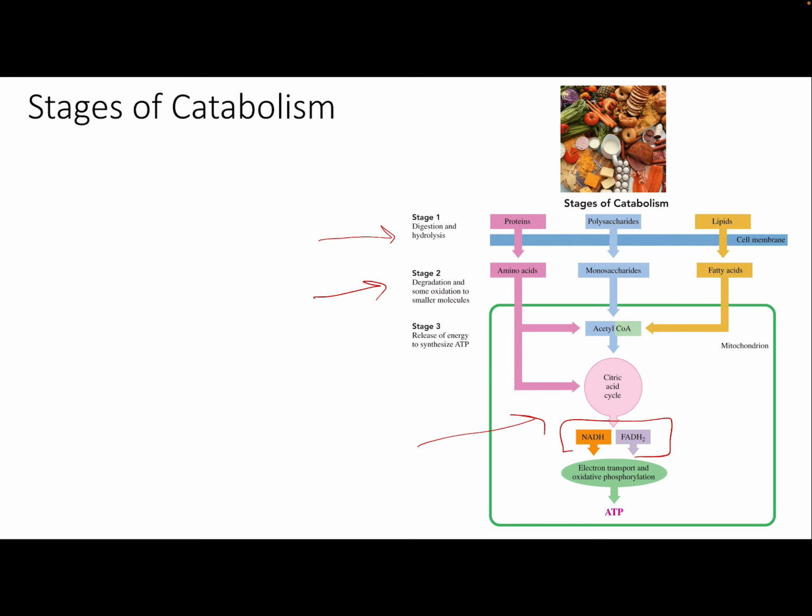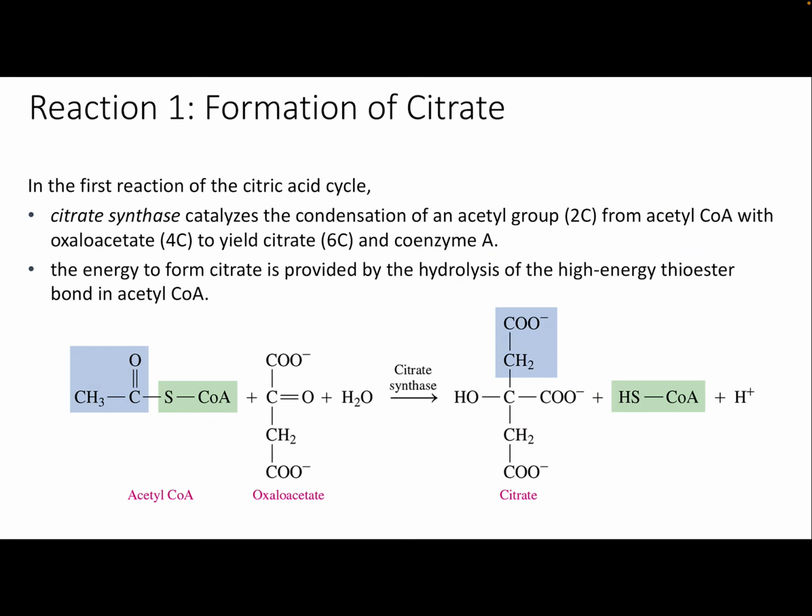So we'll start with reaction 1. We can see here acetyl-CoA is going to come in with our 4-carbon oxaloacetate and a water. And there's an enzyme here, citrate synthase. We're going to basically combine that acetyl portion onto the citrate.